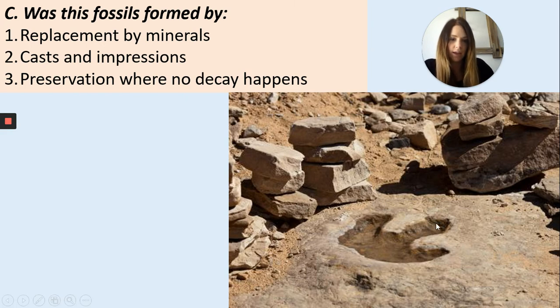C. This fossil here, we're looking at this sort of footprint here. Do you think that was formed by replacement by mineral? Do you think that's a cast or an impression? Or do you think that's a preservation? There's no decay happened whatsoever there. The answer to that one is number 2. It's an impression or a cast, like a footprint.